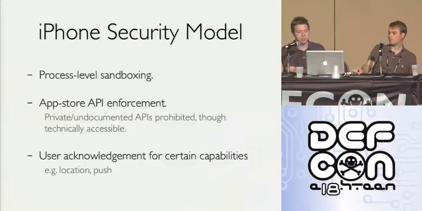What do we do on iPhone? So iPhone, as a lot of you guys know, uses process-level sandboxing, and the App Store enforces APIs. Unlike Android, you don't usually have acknowledgement of permissions except for push and location, where there's a user box that says, hey, do you want to allow this for this specific application?